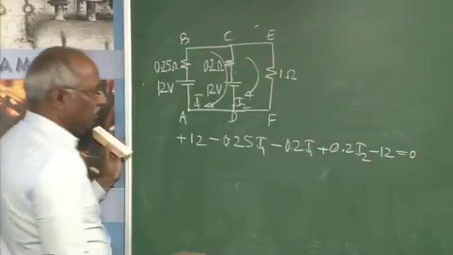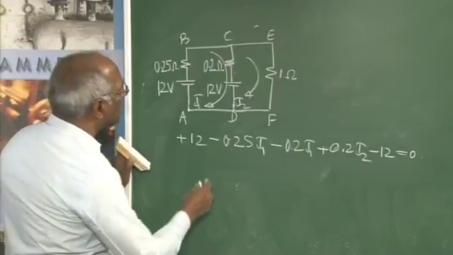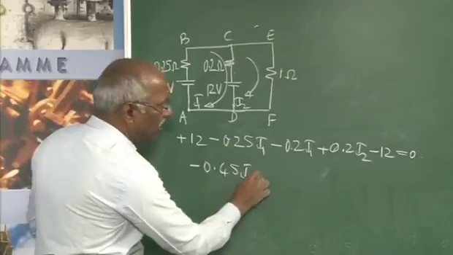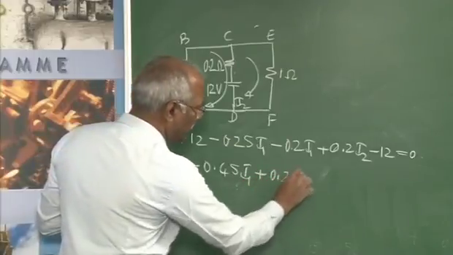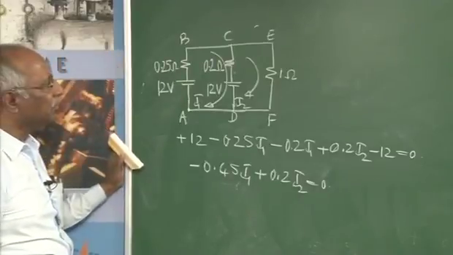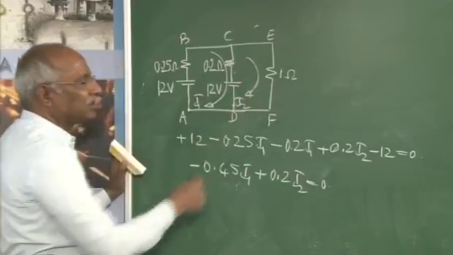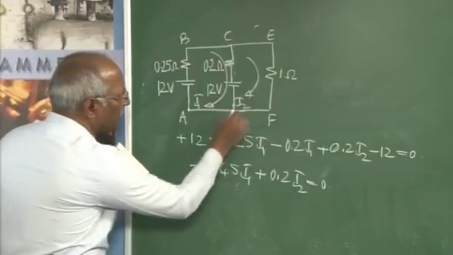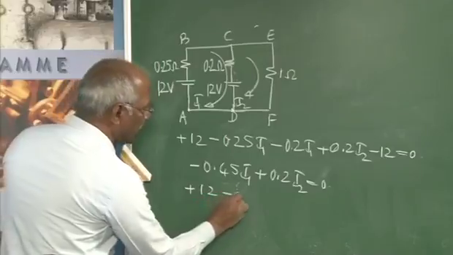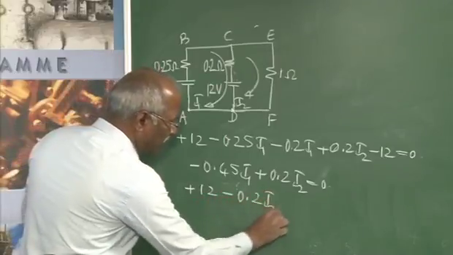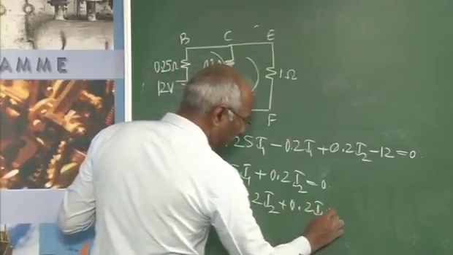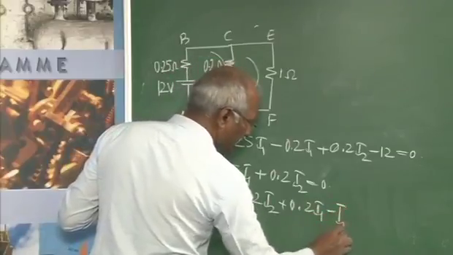If you simplify this, it works out to be minus 0.45 I1 plus 0.2 I2 is equal to 0. This is equation 1. Go for the other equation now. If you start from here, for example, minus to plus, that is again plus 12. It is minus 0.2 I2 plus 0.2 I1 and minus 1 I2.